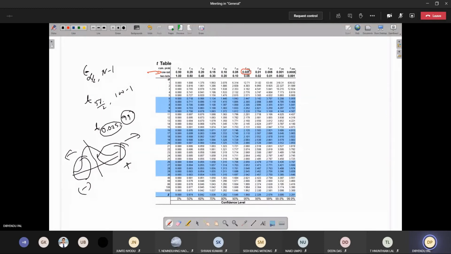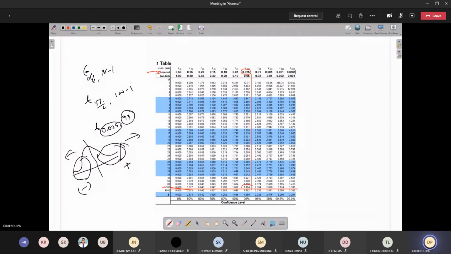Okay, for 0.025 and degree of freedom 99, which is almost 100. So if I put the scale here, this is the line and this is the line. Check almost how much this value is.